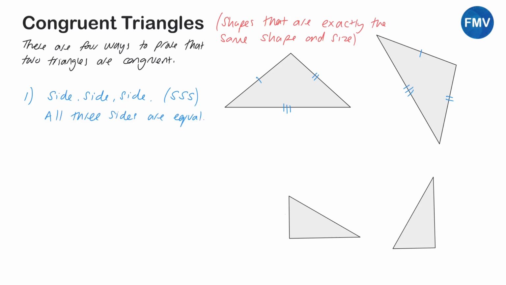And a second way is to show that a pair of sides are the same, to show that another pair of sides are the same, and that the angle in between those two sides is the same.